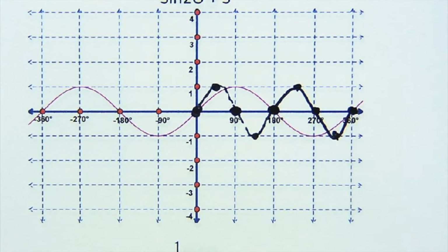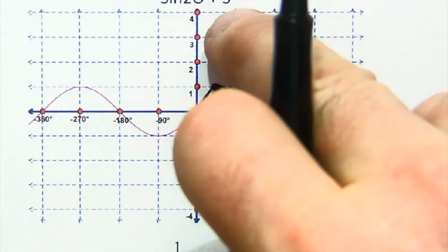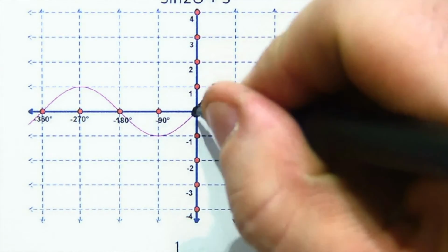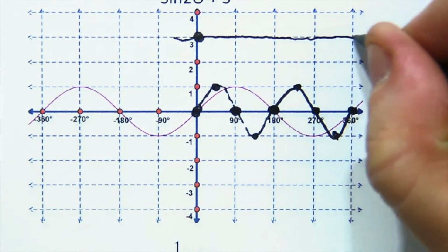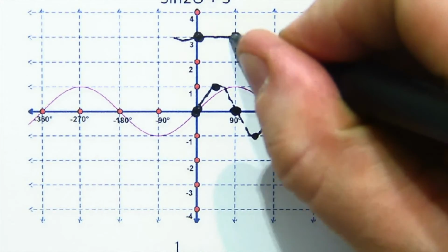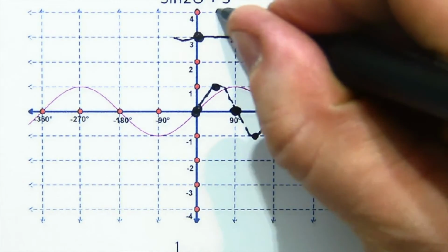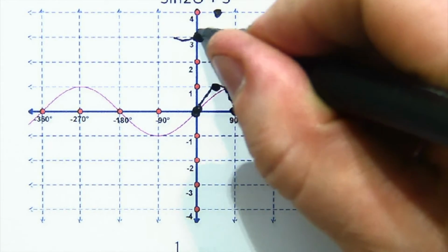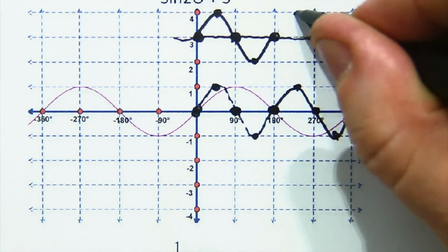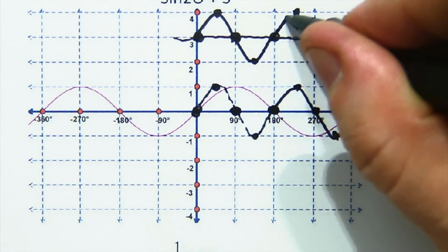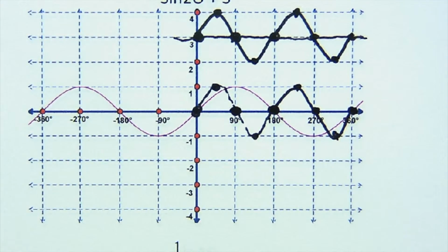So there's your 2 sine 2 theta. And now I'm going to adjust it by a plus 3. So everything goes up 3. So 1, 2, 3. And when things move up, I sometimes move the axis of symmetry. It helps me to keep things organized. And so I'm going to do the same thing I just did down below. There's my first one, and I've got another one here, again plotting my 5 key points. There's my second one. This would be sine 2 theta plus 3.